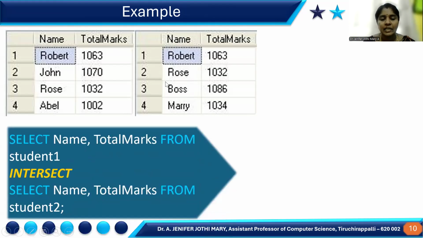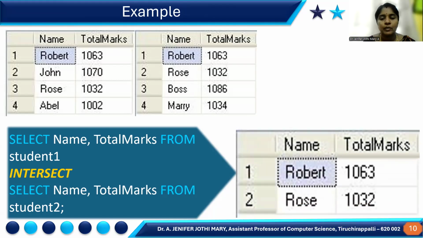For this, we write the query selecting fields from student 1, write the keyword intersect, then select the columns from table 2. Then we get the output as Robert and Rose, because they are common in the two different tables.